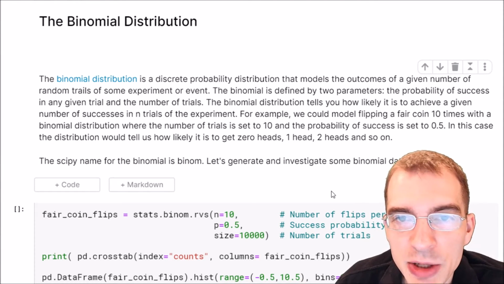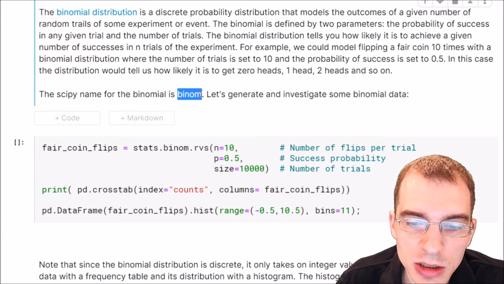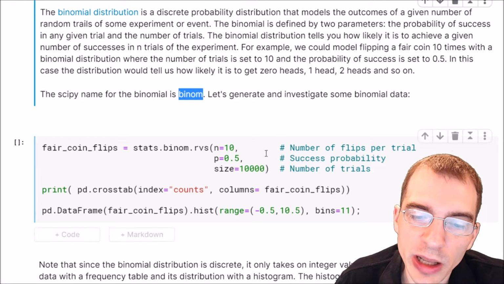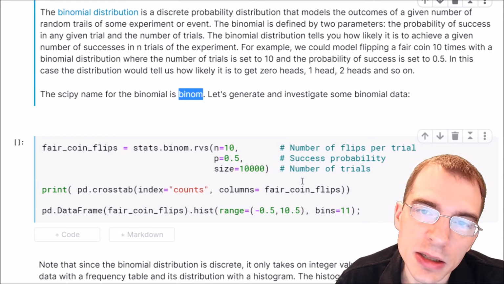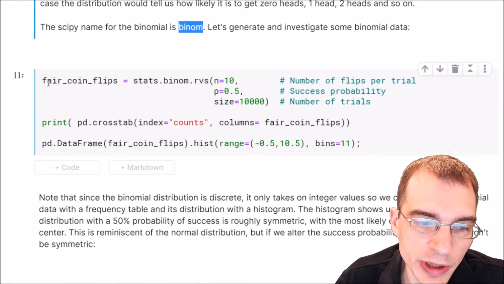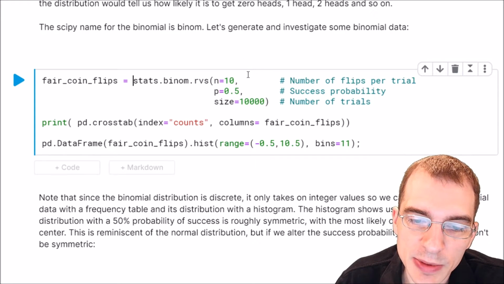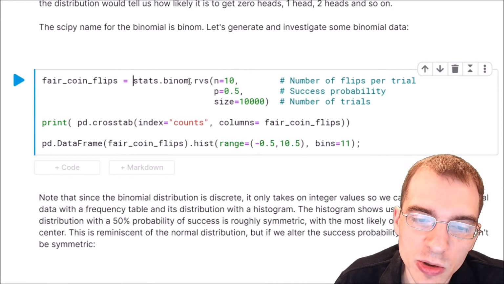The SciPy shortcut name for the binomial distribution is binom, so we're just going to, again, generate some random binomial data here and then plot it so you can get a sense of what the distribution looks like. So we're going to make a new variable, fair coin flips. We're going to use the example that I just talked about. So we're going to model flipping a fair coin 10 times.